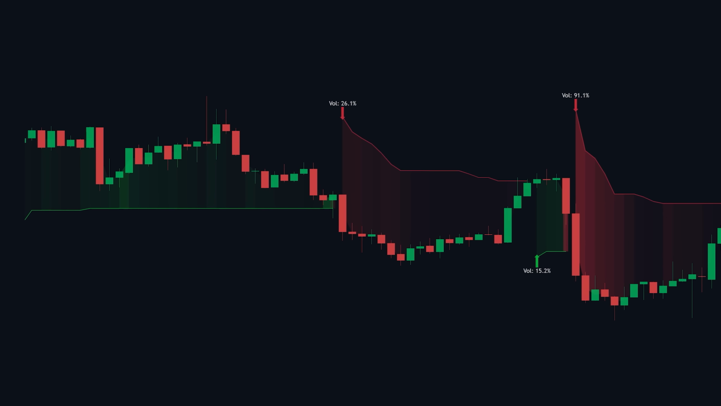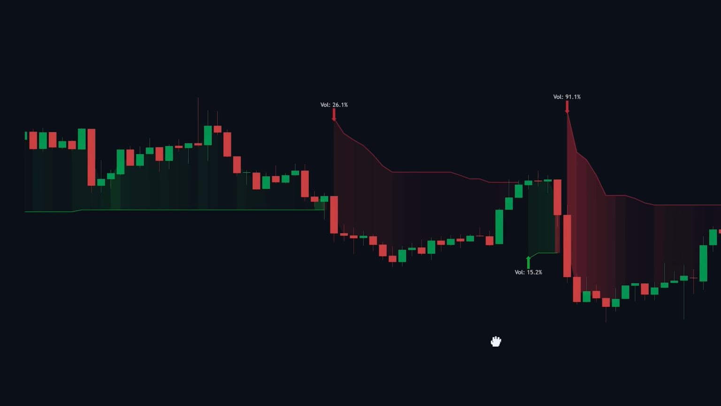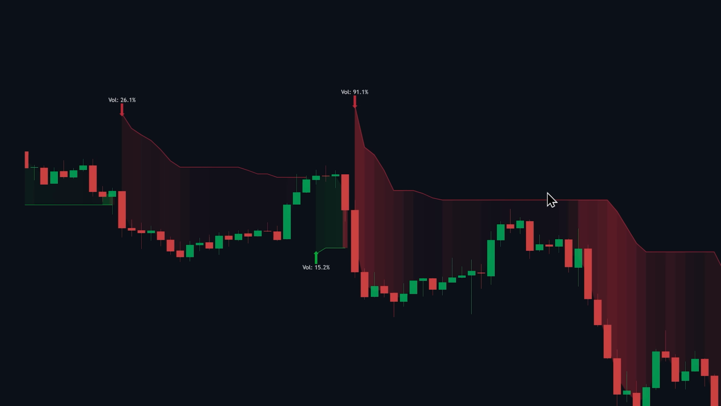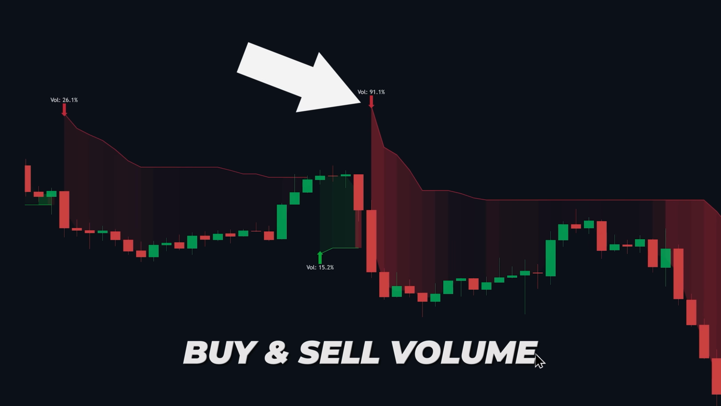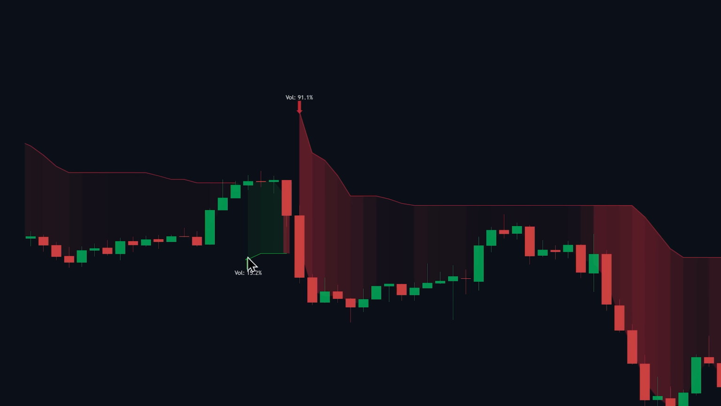One more important detail, the script updates made the KDE logic directional. Bullish KDE and bearish KDE are split, and they use buy and sell volume respectively. That matters because bullish conviction and bearish conviction don't always show up the same way, especially on crypto.